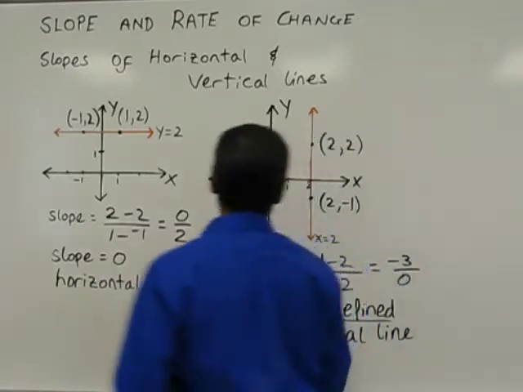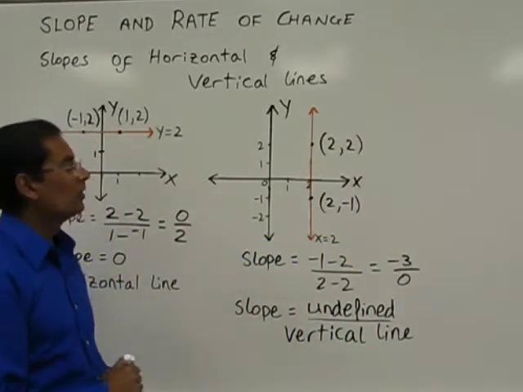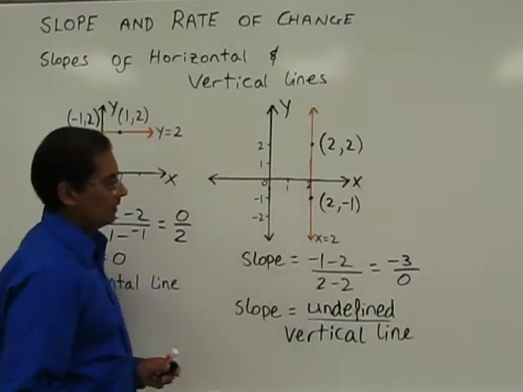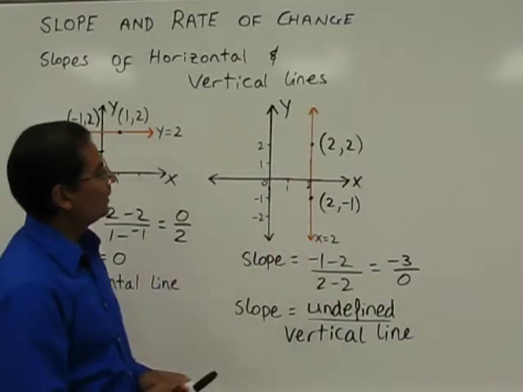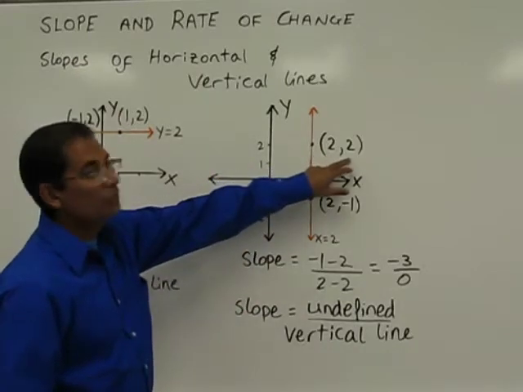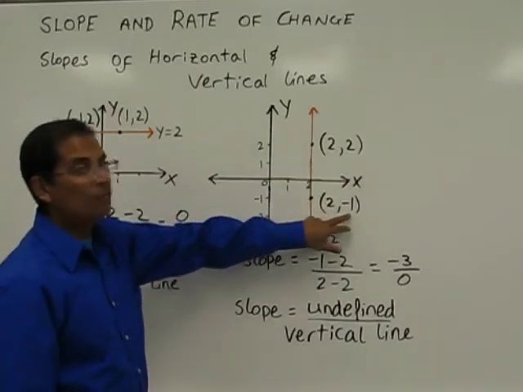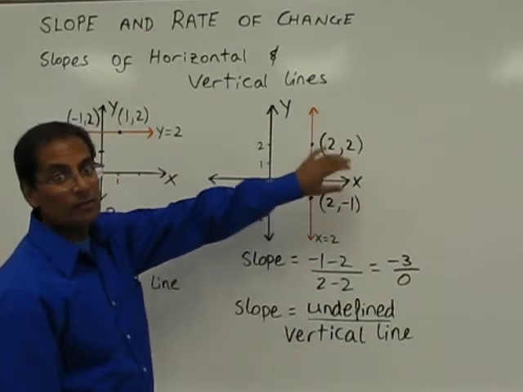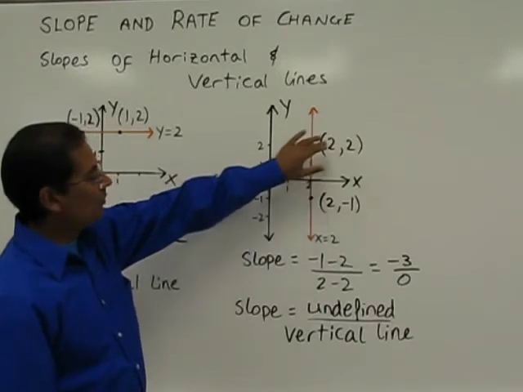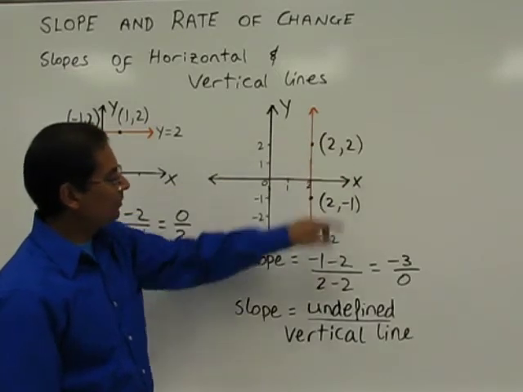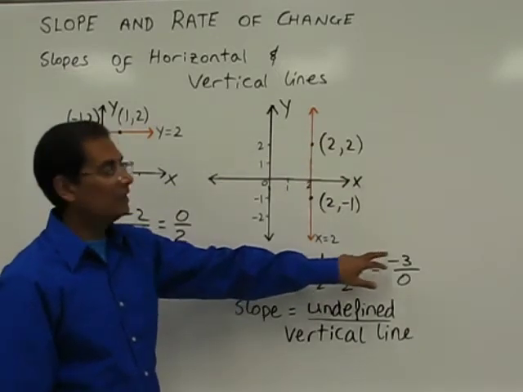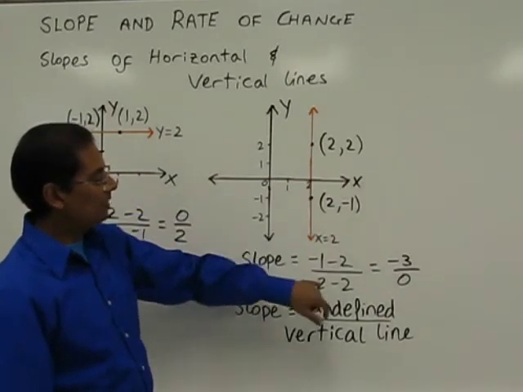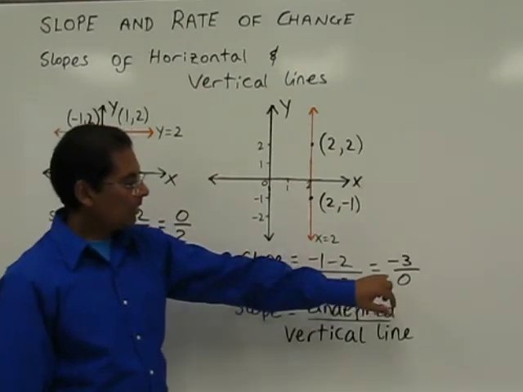Now let's look at a vertical line. Here's the line x equals 2. I took 2 points, (2, 2) and the point (2, -1). We're taking the difference in y's, y2 minus y1, over x2 minus x1. So -1 minus 2 is -3, and 2 minus 2 is 0.